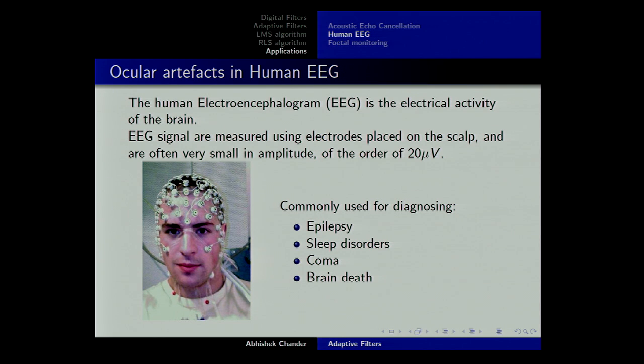The idea is that you place different electrodes around the patient's head and near the face as well to measure the electrical activity of the brain in certain diseases like epilepsy or sleep disorders, coma or brain death. But one of the main problems that we face in this field is that when a user blinks or moves their eyes, the signal is far too strong to let the doctor or DSP guy look at the actual brain activity.